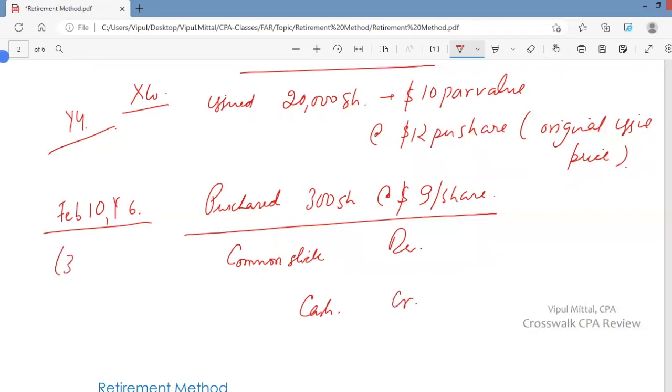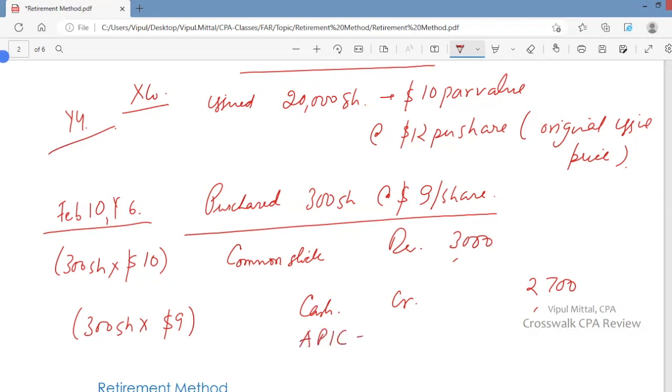So 300 shares, par value is $10. So $3,000. How much has X company paid? $9, 2,700. There is again a difference between the amount paid and par value. And this gain is credited to additional paid in capital. So you have additional paid in capital from retirement of treasury stock, and you credit this amount. This is gain.